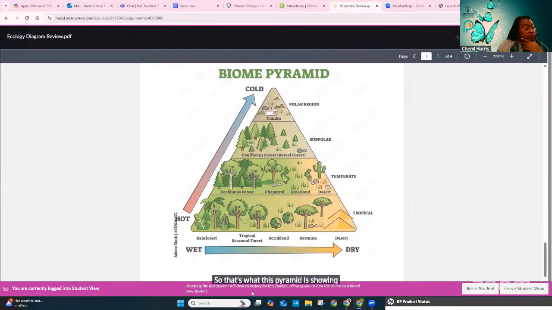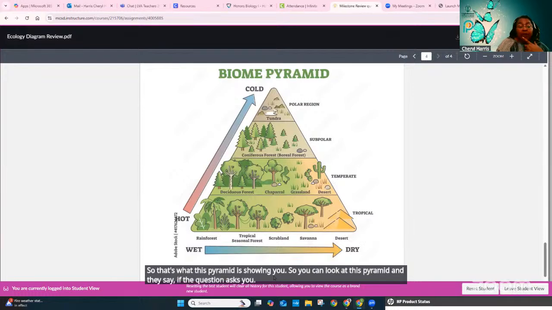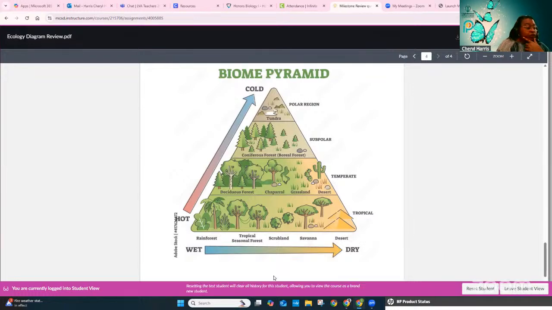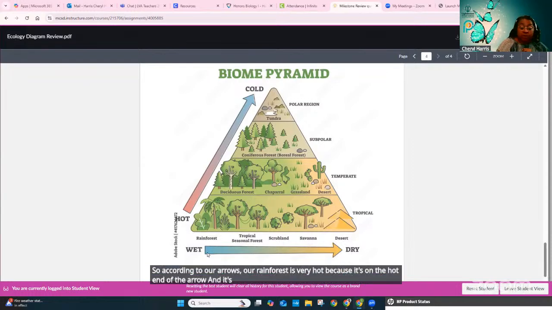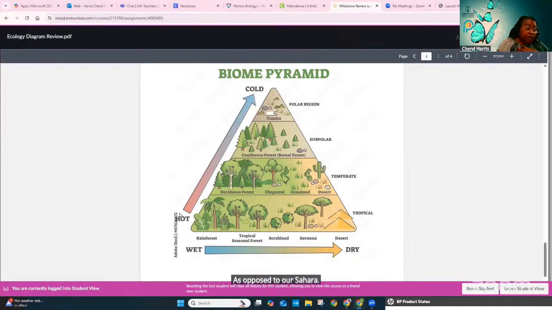So you can look at this pyramid, and if the question asks you to roughly describe the temperature of a rainforest, our rainforest is down here in the corner. According to our arrows, our rainforest is very hot because it's on the hot end of the arrow, and it's very wet because it's on the wet end of the arrow, as opposed to our Sahara, which is hot and dry. You get that information just by looking at where that word is in relation to those arrows.